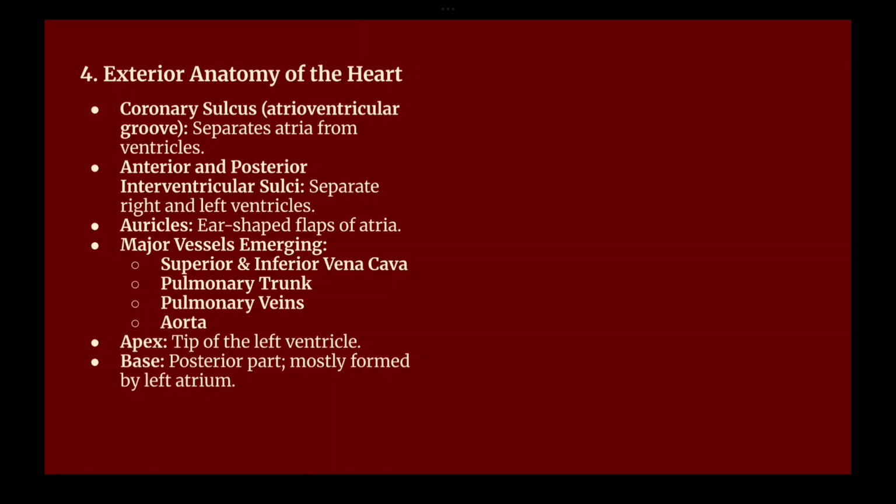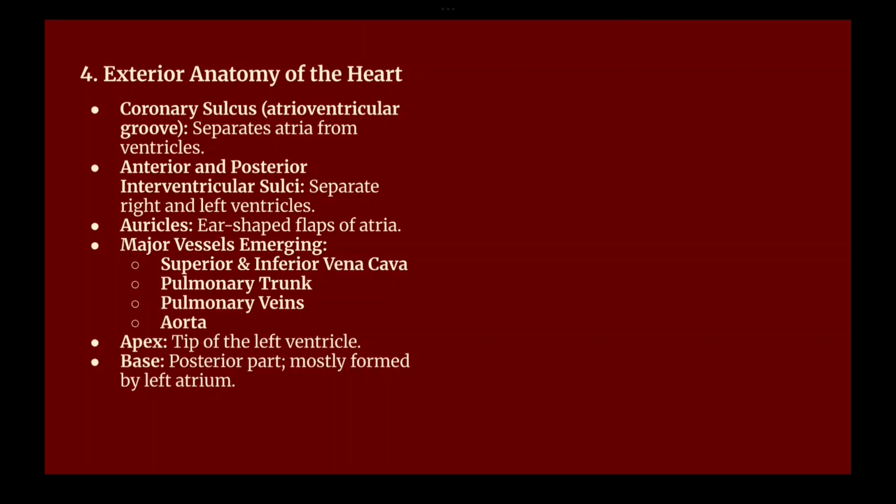Firstly, the coronary sulcus is the atrioventricular groove which separates the atria and the ventricles. So there are two atria and two ventricles, and these are separated externally by the coronary sulcus. It is a groove, a kind of depression that you can see in the heart. That is the coronary sulcus.